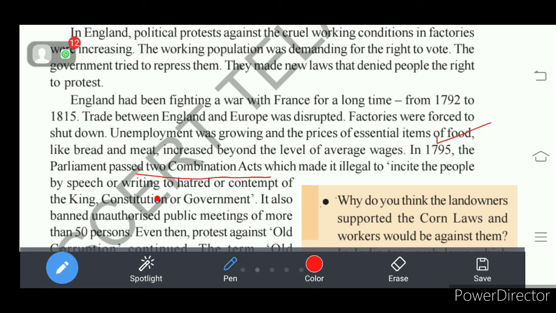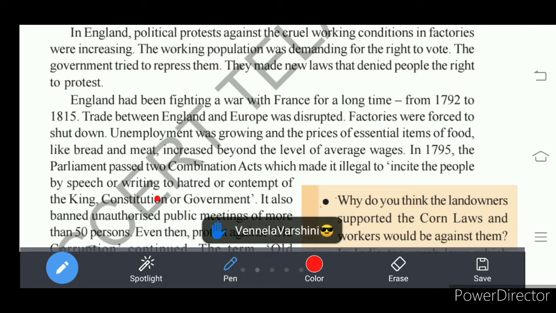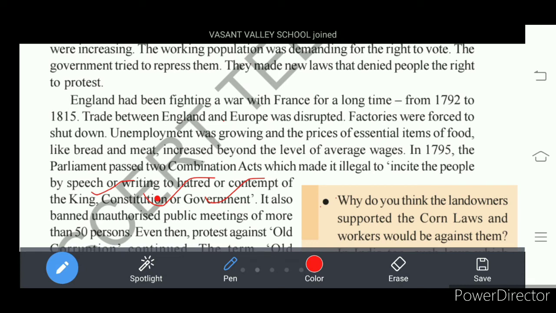What is that act? The act says that if anybody provokes the people by speech or by writing against the government, then it is considered a crime. What do you mean by provoked? If people are motivated by a speech or by an article written in a newspaper, when people are incited, motivated and provoked against the king and the constitution and the government, it is considered by the government as a violation of the law.